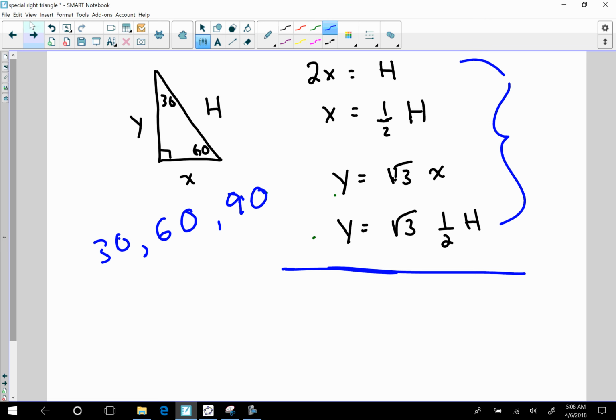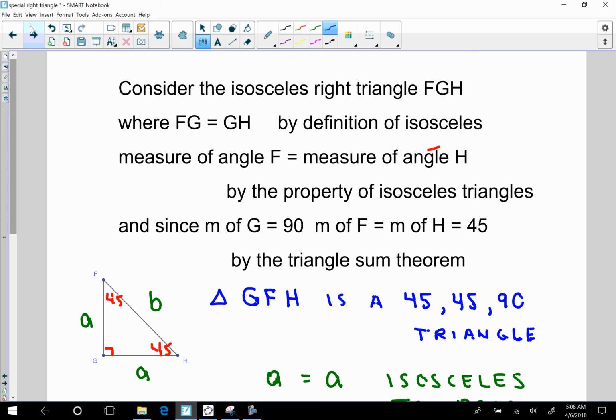Okay, so let's go to this other special right triangle. Consider the isosceles right triangle FGH. And here it is down here. I'm looking at this isosceles right triangle here, FGH, where FG is equal to GH.